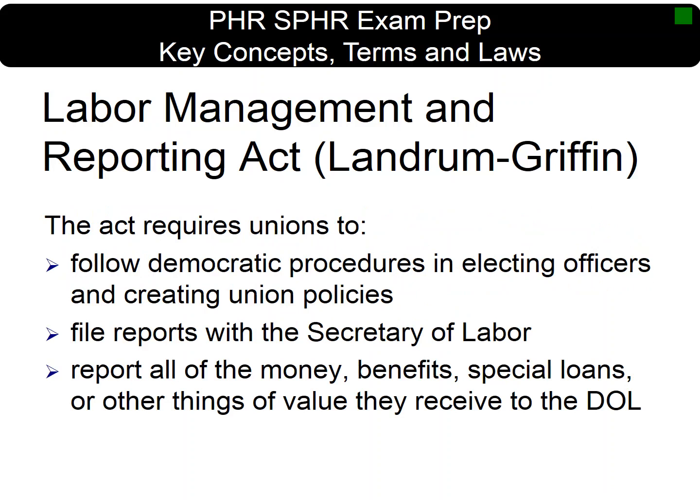Union officers must file reports with the Secretary of Labor, reporting all the money, benefits, special loans, or other things of value they receive on Form LM30 to the U.S. Department of Labor if they or their spouses or minor children have certain interests or dealings related to an employer whose employees their union represents.